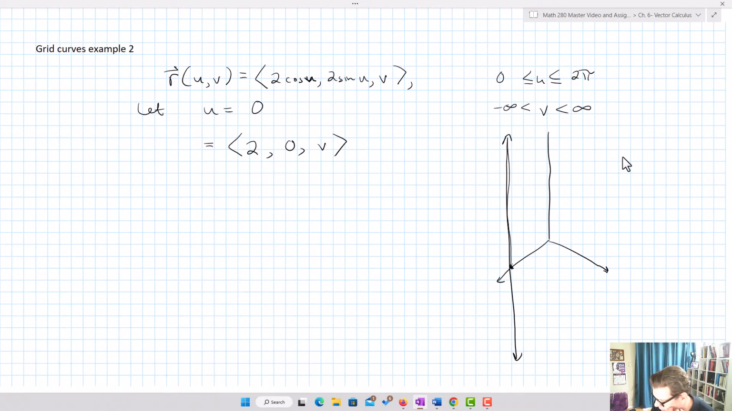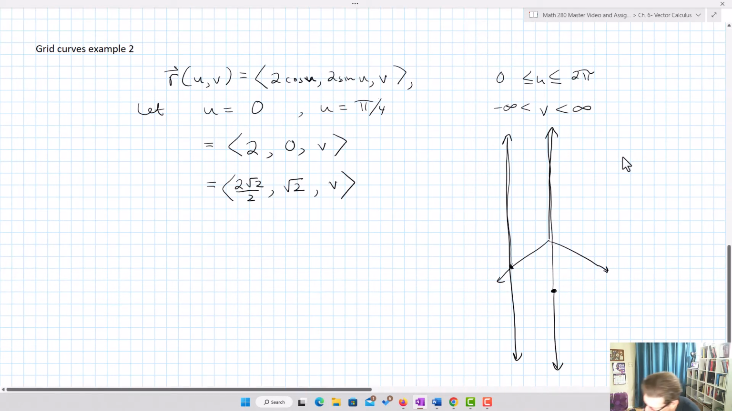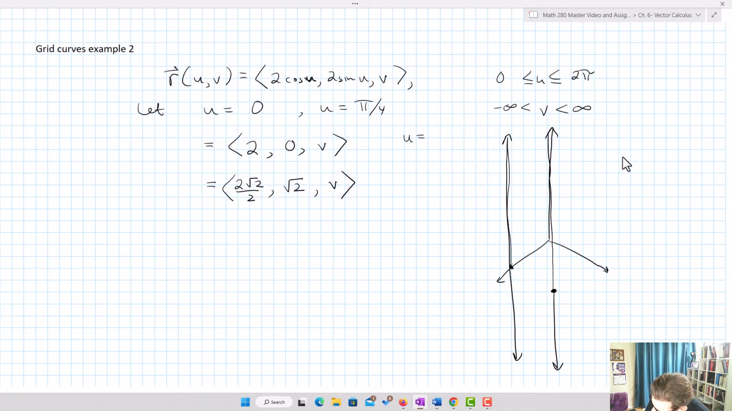If I consider a different one, sometimes it helps me to think of multiple points. Let's let u equal pi over 4. What we get is 2 root 2 over 2, or just root 2, and also root 2 again for 2 sine u, and then we're going to have a v. So essentially we'll get something over in this region right about here, and again a vertical line coming out at that region. This was when u equals 0, and this was u equals pi over 4.